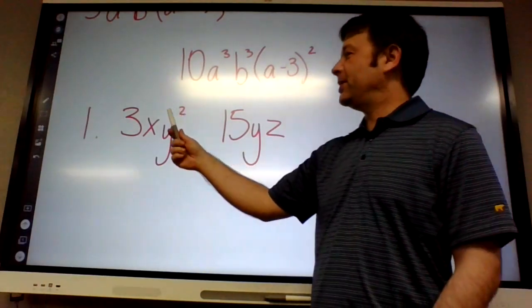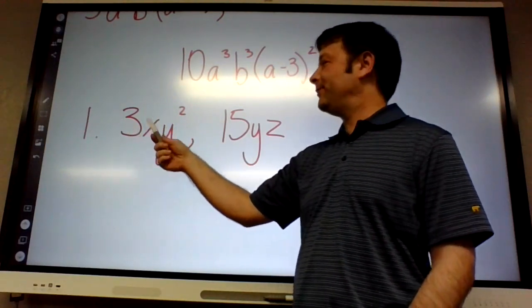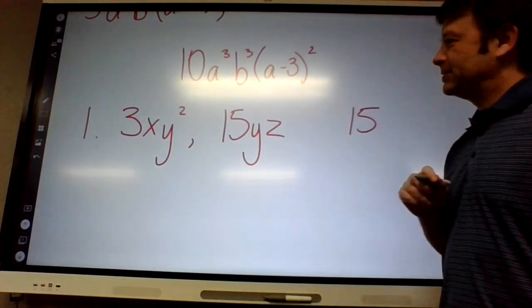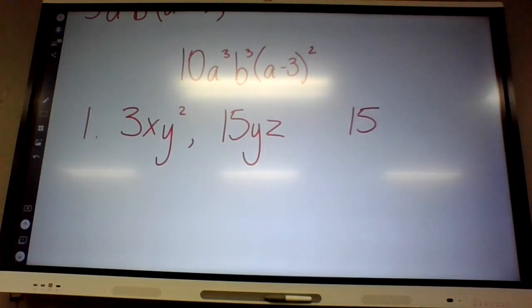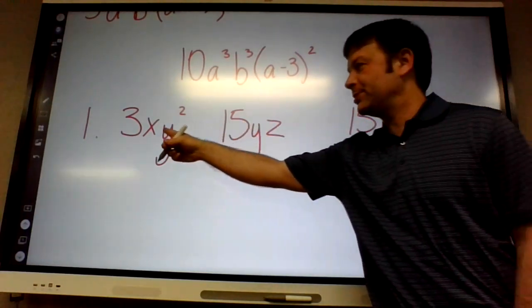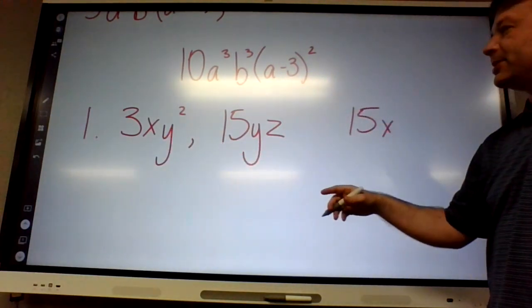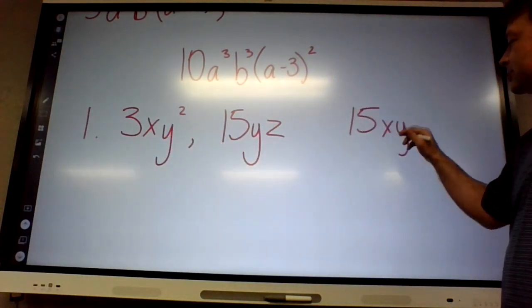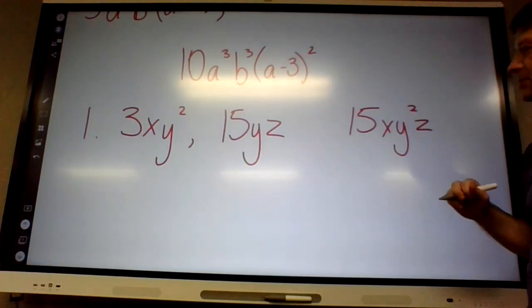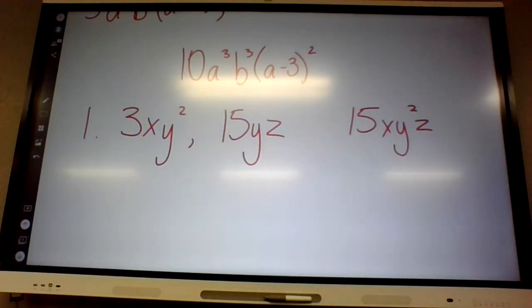All right. Least common multiple. What do 3 and 15 both go into? 15. 3 times 5 is 15. 15 times 1 is 15. How about the x's? How many x's am I going to use? 1. Because this one has 1, so we need at least 1. How many y's am I going to use? 2. Y squared. And z's? 1. 1z.